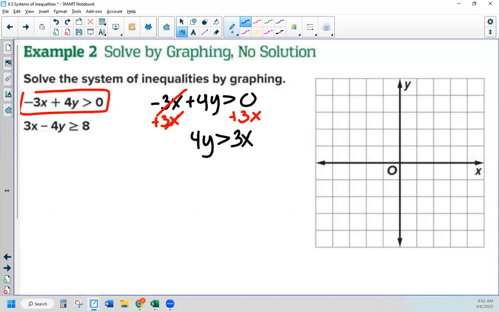3x is going to go first. And then if you want to look at 0, keep 0. That's fine. If you want to look at 0 because that's your y-intercept at the end, keep it there. Fine. We take 4 by division, but don't forget we have to do it to every single part.